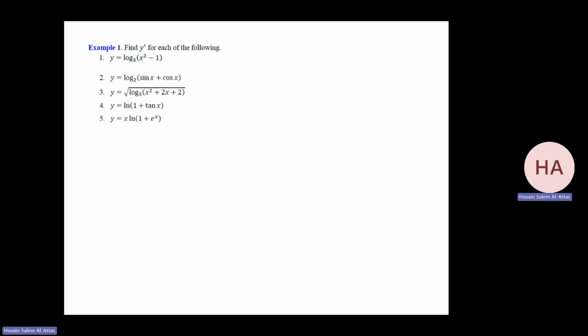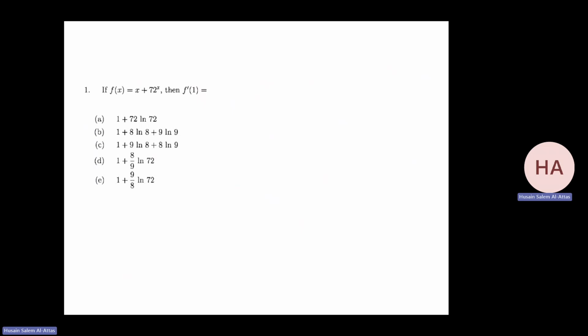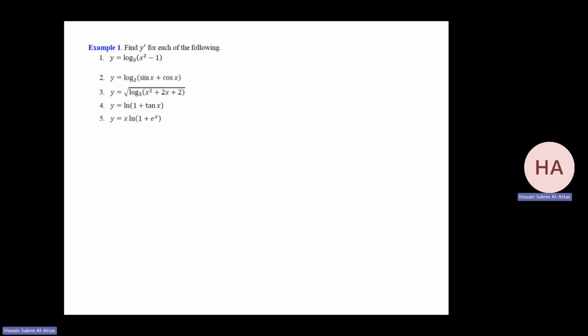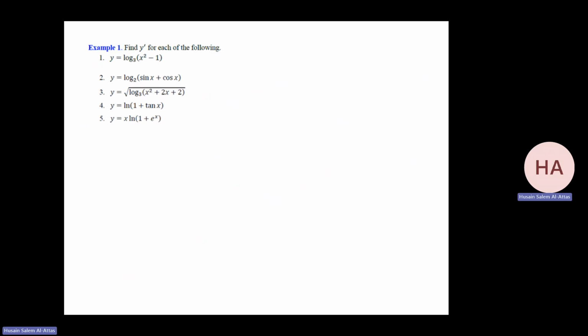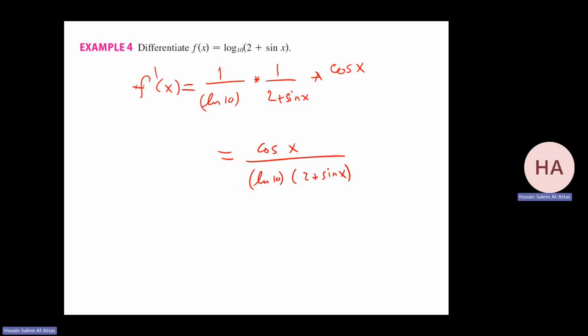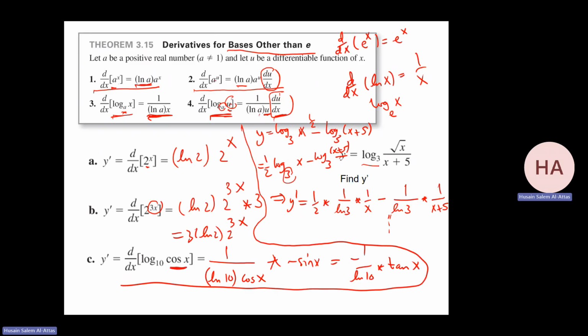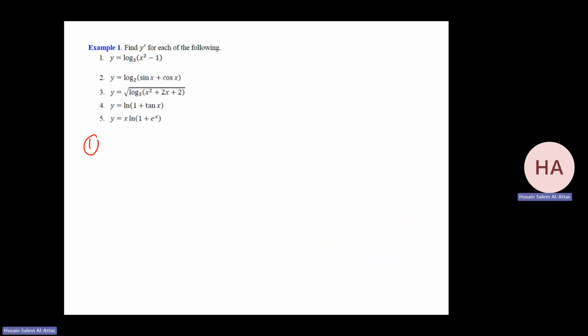Now these are different examples, and then we'll do all the examples. Okay. Let us apply the formulas. 1. This is log u with the base 3. So y prime will be 1 over ln 3, 1 over u times the derivative of u, and that will be 2x.